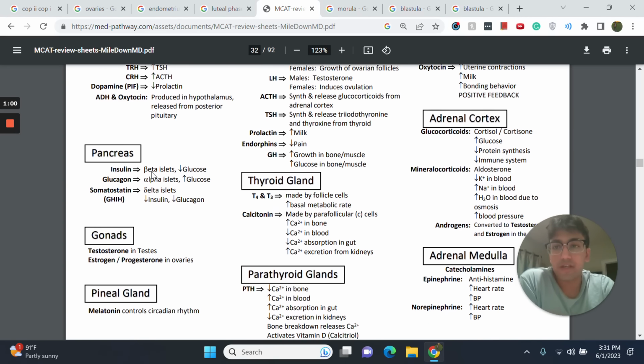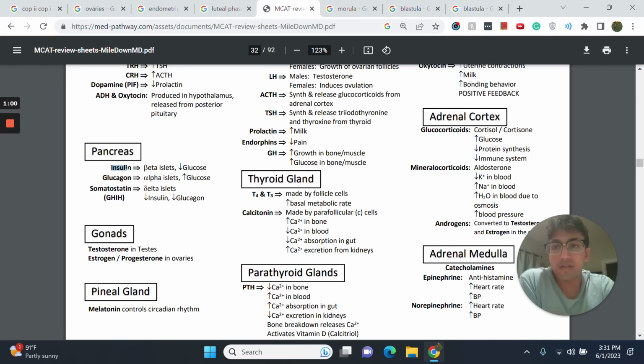Okay, the next thing is the pancreas, and as I mentioned, there's insulin, glucagon, and somatostatin. Insulin is in the beta islet cells, and it decreases the blood sugar, right? So diabetes is when you have too much blood sugar. Your insulin is either not sufficient or the receptors are not working. Glucagon is in the alpha islets of the pancreas, and it's responsible for increasing blood glucose. Somatostatin is in the delta islets, and it's responsible for decreasing insulin and decreasing glucagon.